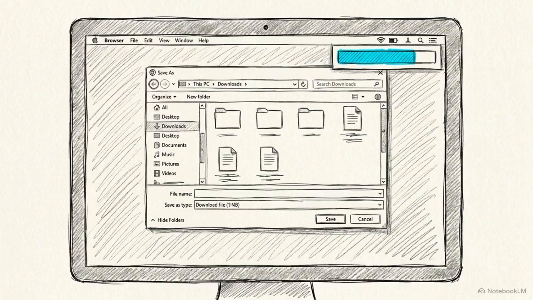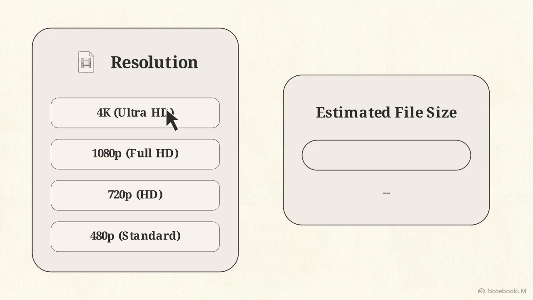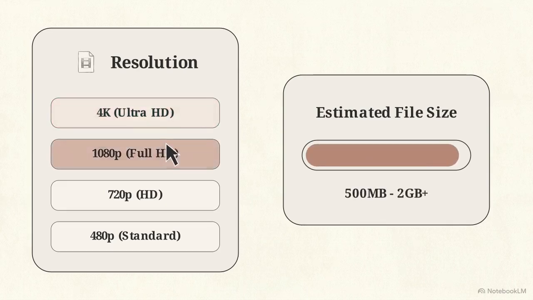Your browser's native file manager will take over and begin saving the file to your hard drive. By manually selecting the bitrate and format, you can ensure the final file size fits your storage constraints without sacrificing the playback quality you need.